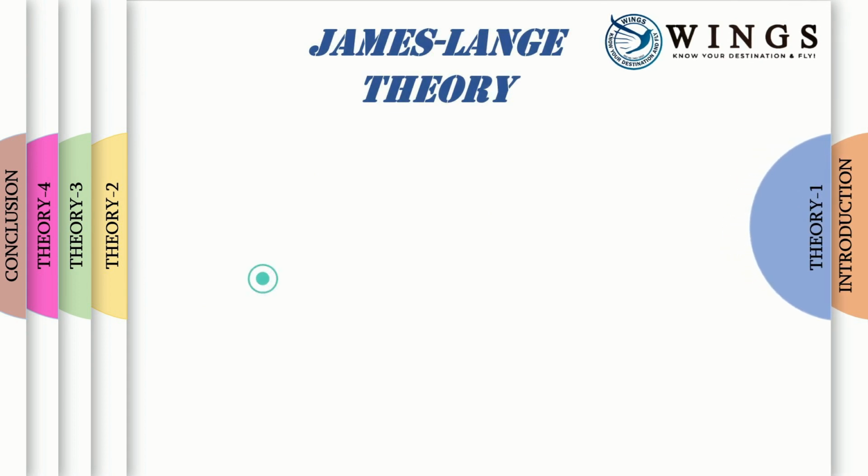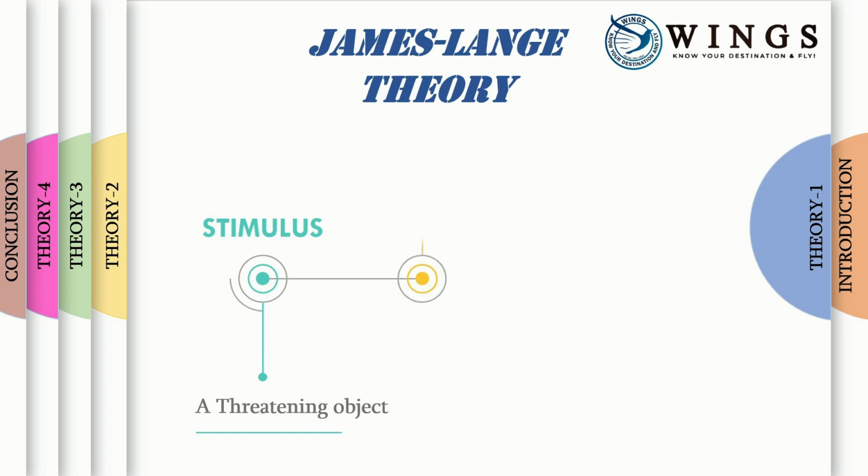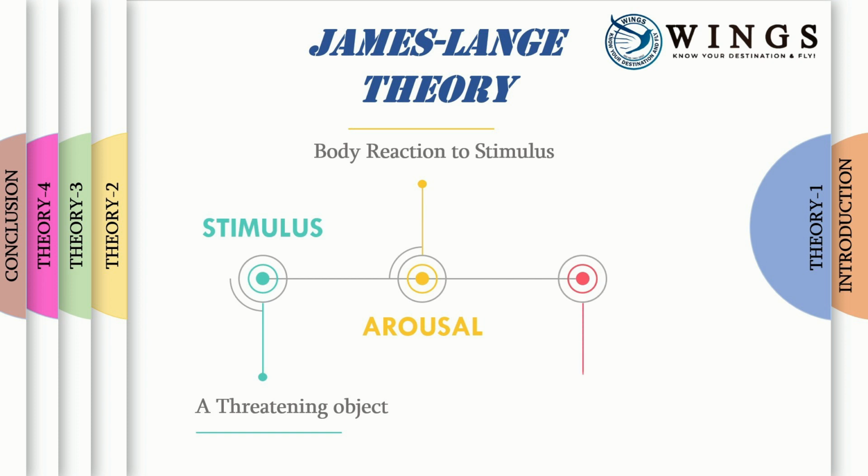The first theory is James-Lange Theory of emotion. According to this theory, stimulus, that is a threatening object, leads to arousal, that is body reaction to stimulus, and which leads to emotion, that is subjective experience.